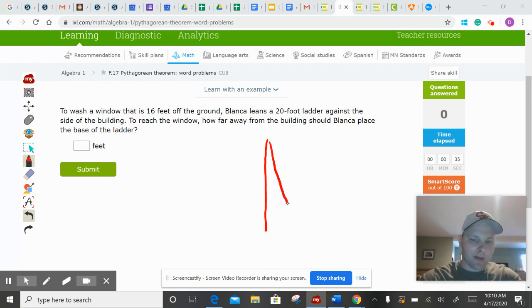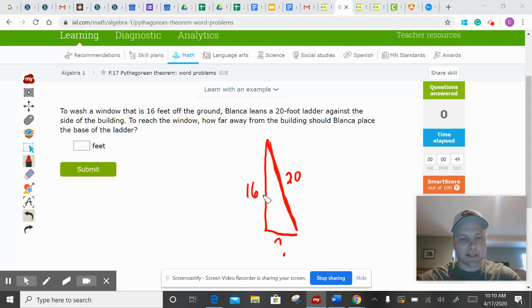You put a ladder up against the house. Really bad picture of a ladder there for you, but this ladder is 20 feet long, and we want to know how far away from the house our ladder should be so that this is 16 feet. So we're assuming that this is a right triangle for all these. Remember, the Pythagorean theorem only works with right triangles. In this example, we know the hypotenuse, we know one of the legs, we need to find out the other leg. So we're going to be using subtraction when we solve it.